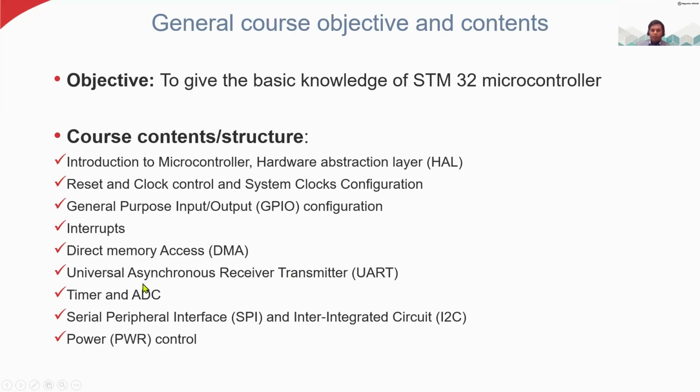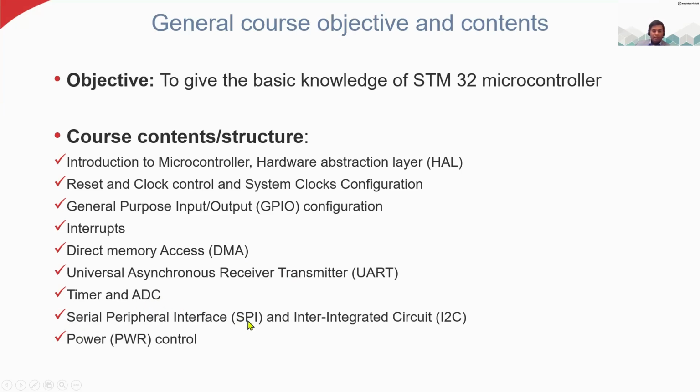We will also see the universal asynchronous receiver transmitter mode, simply called UART. In each microcontroller, we have the receiver pin and transmitter pin. How we are going to configure and use those pins will be discussed under this topic. And later we will see the timer and ADC. This is a very practical function of the microcontroller. We can set up the timers, and we will see how to use the ADC. ADC means analog to digital converter, or analog to digital conversion.